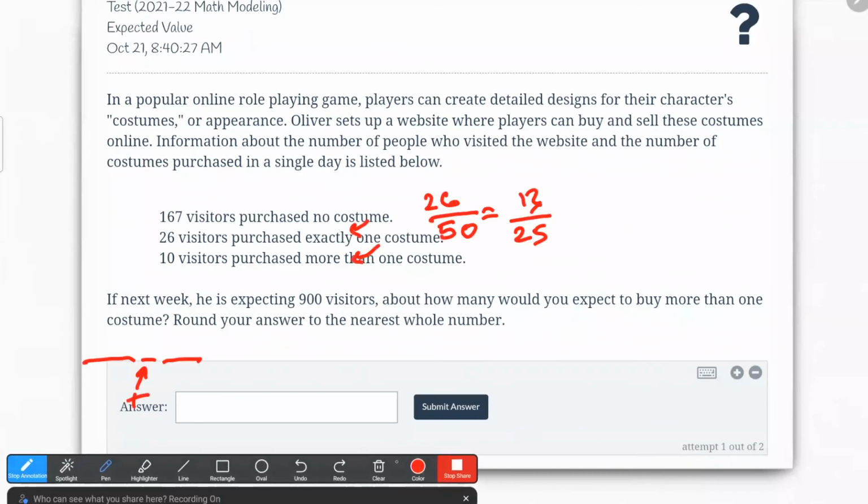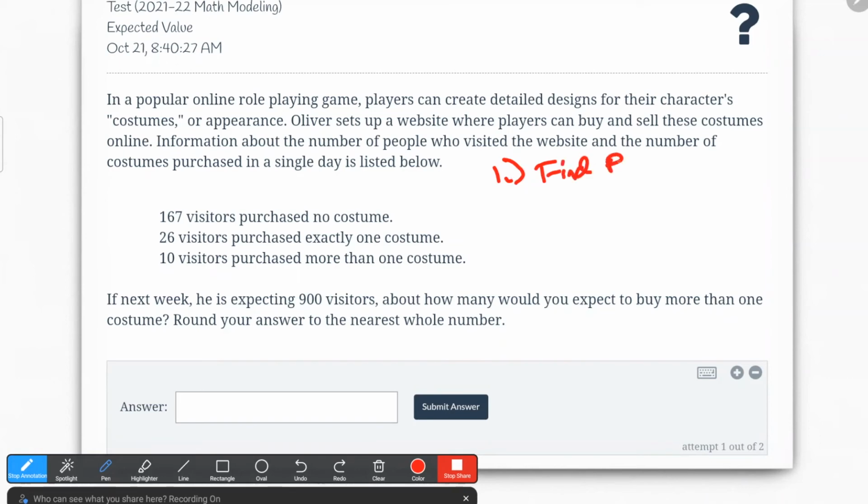So basically, in this problem, the first thing you want to do is find the probability of your outcome. And then what you're going to do is take that probability and multiply it by your sample size, I guess. This is how many people you expect to happen in the future. In this case, our sample size being 900 visitors is what we expect in the future.